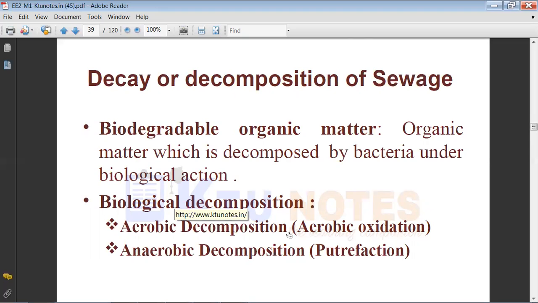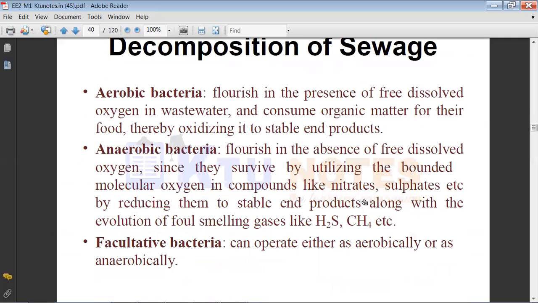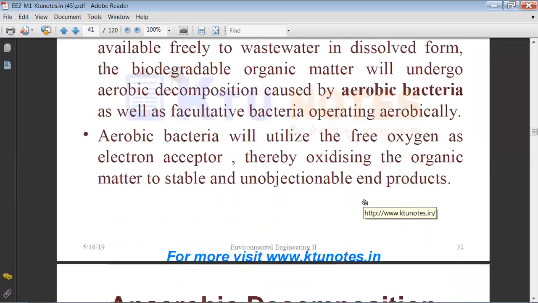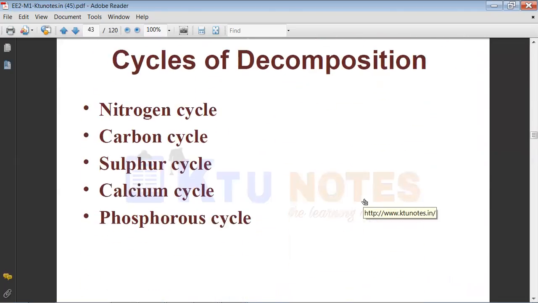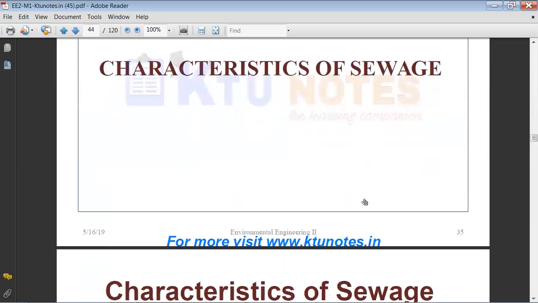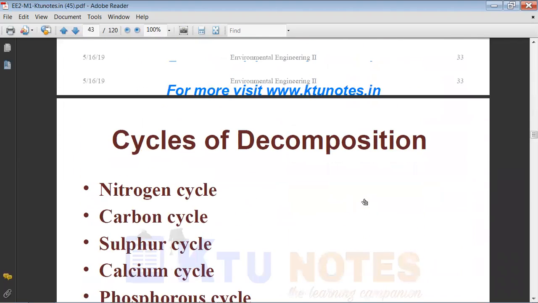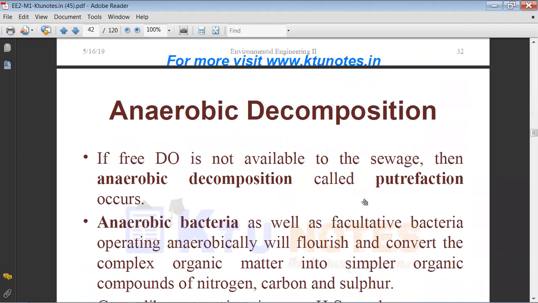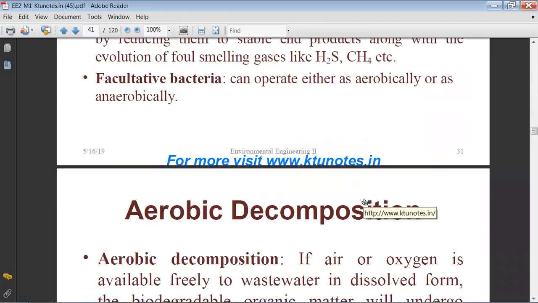Aerobic means oxidation. Anaerobic means the putrefaction process, or in the absence of oxidation. We'll discuss these things in this secondary treatment. If you see the decomposition of sewage, what I said is aerobic bacteria and anaerobic bacteria. The various cycles in aerobic and anaerobic processes are the nitrogen cycle, carbon cycle, sulfur cycle, calcium cycle, and phosphorus cycle. The characteristics of sewage were already discussed in unit 3. We will discuss these things in detail in the next coming class.